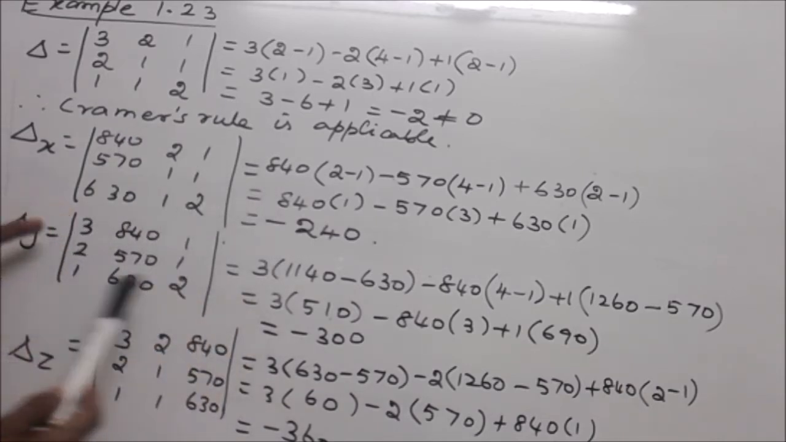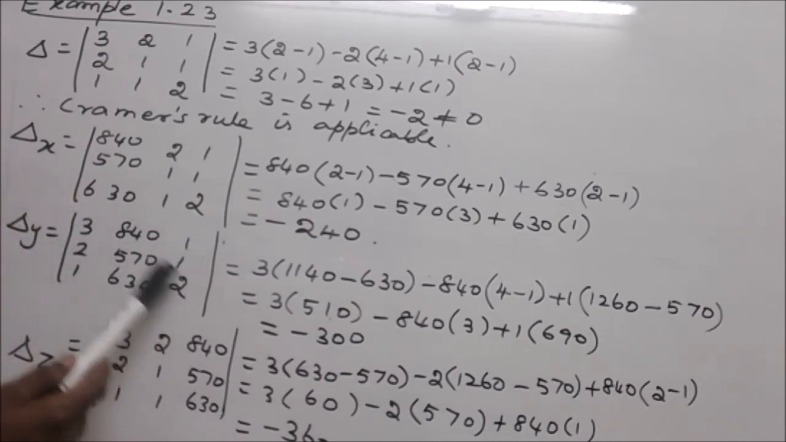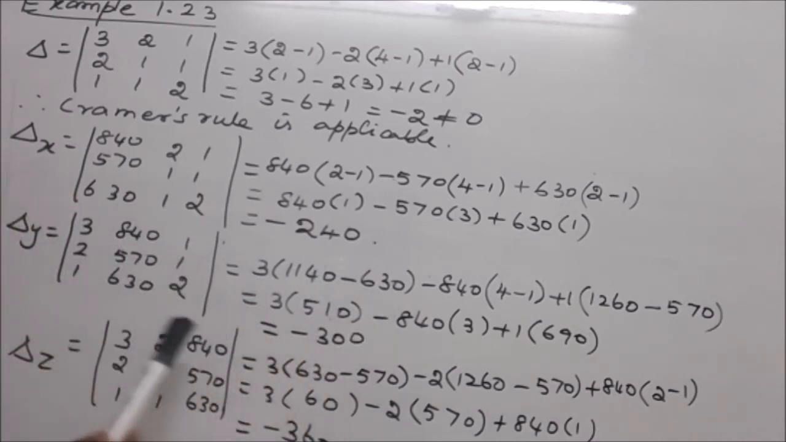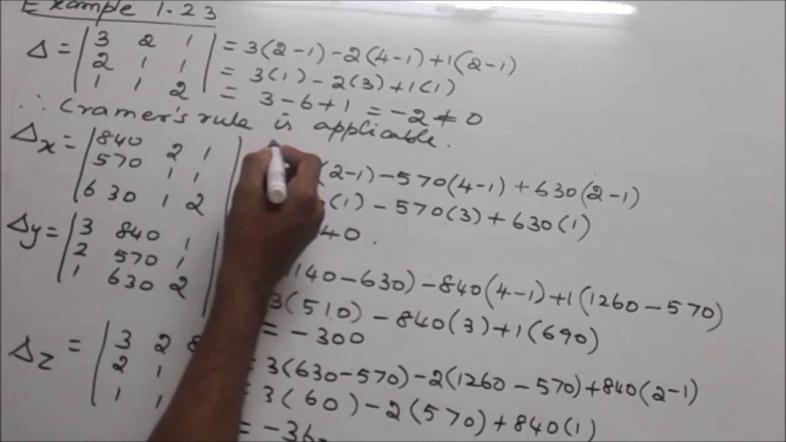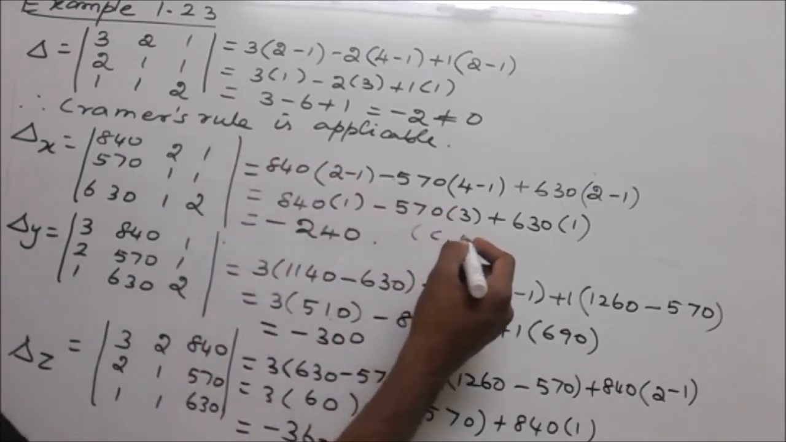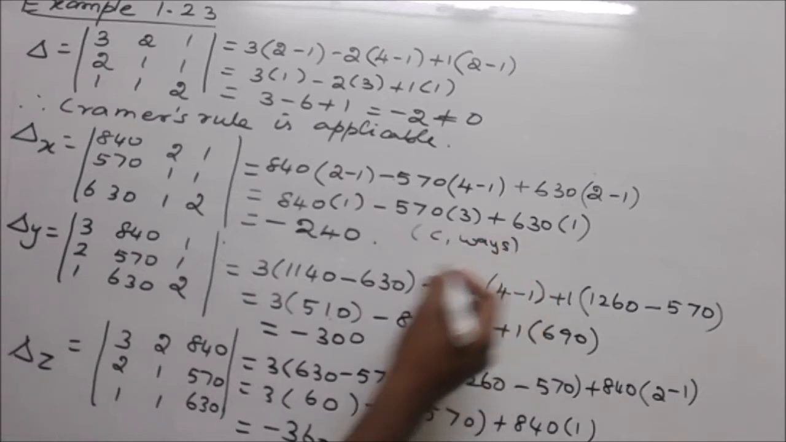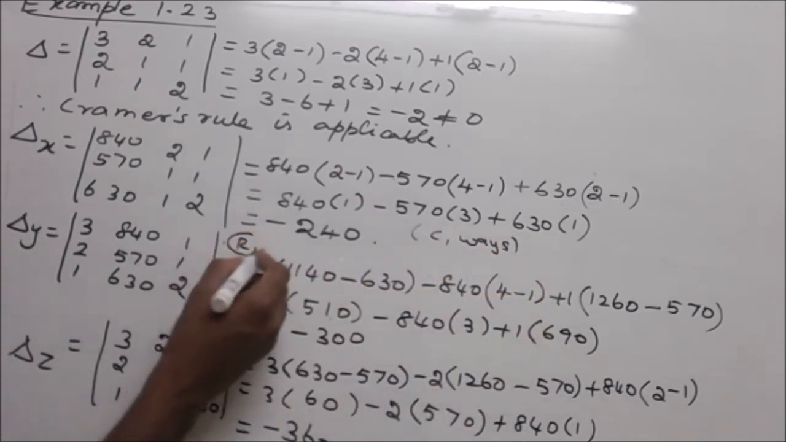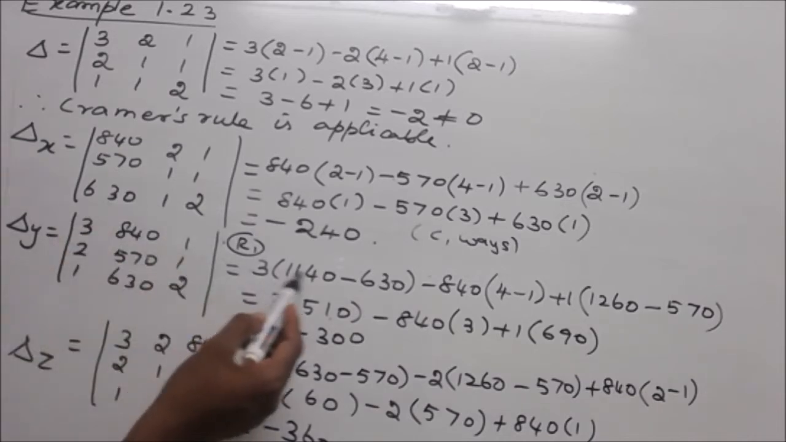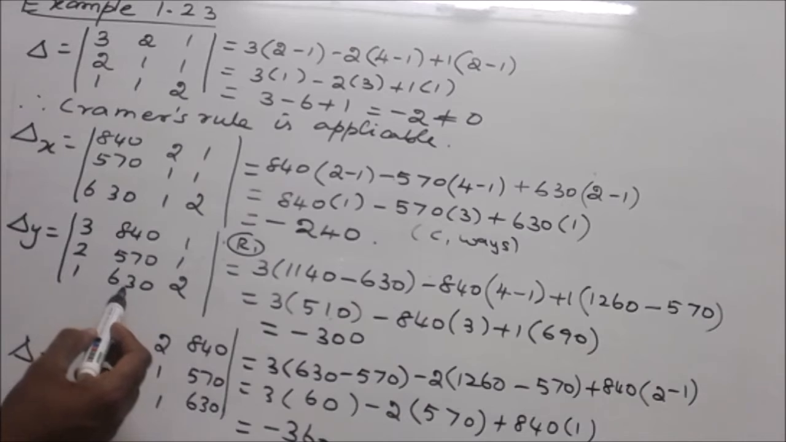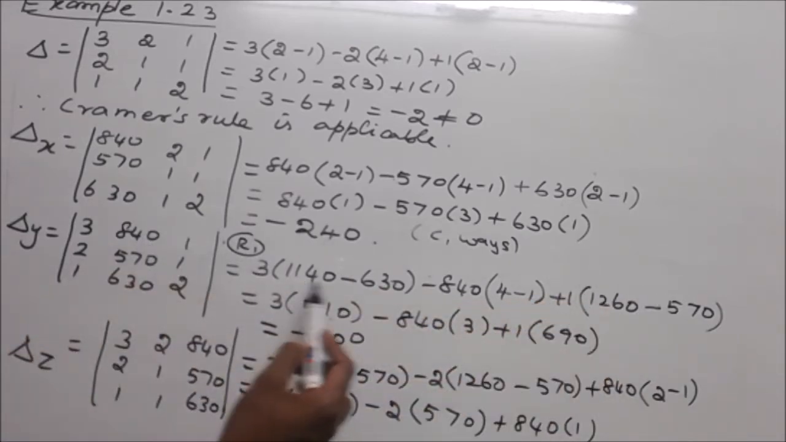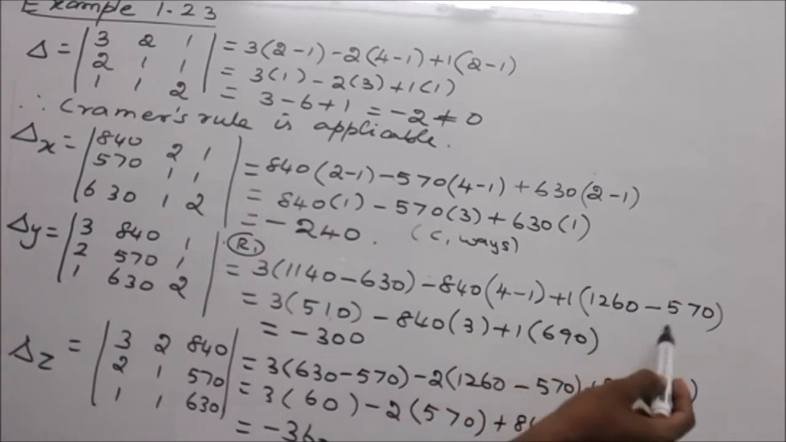Now expanding this: 3 into (2 into 570 minus 1 into 630), then minus 840 into (4 minus 1), then plus 1 into (1260 minus 570). Here I have expanded with respect to R1. So 3 into (1140 minus 630), minus 840 into 3, plus 1 into (1260 minus 570). Simplify this: this one is 510, this one is 3, this one is 690. Simplifying, we get minus 300.